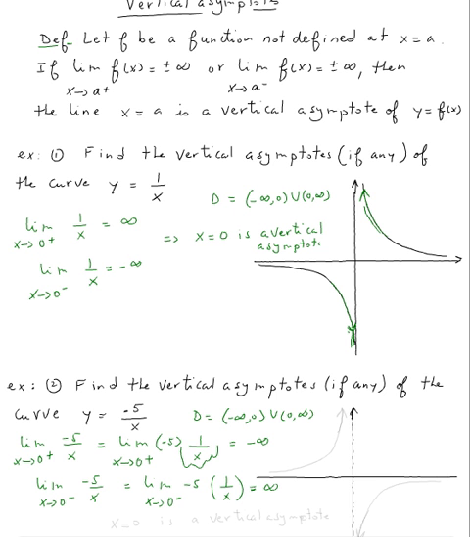And you can tell from the graph, this is how the graph of negative 5 over x looks. If you graph it using your calculator, this is what you get, and it makes sense. As x approaches 0 from the right side, it's going towards negative infinity. From the left of 0, it's going towards positive infinity. So in this case also, we say x equals 0 is a vertical asymptote.